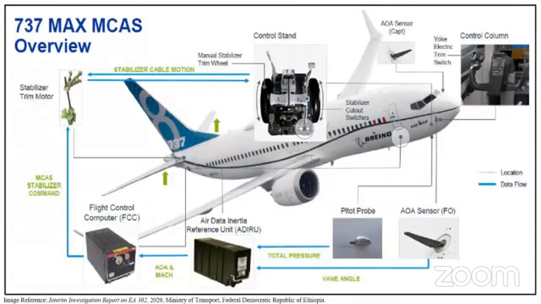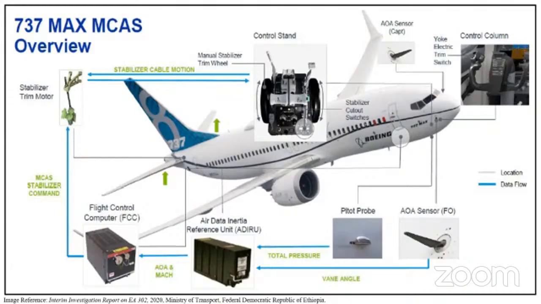Coming to the working of MCAS, from the figure you can see the AOA sensor and pitot probe give input signals to the ADIRU units, which then give corrected AOA inputs to the FCC. Now if AOA is high, MCAS would give a command to the stabilizer trim motor to actuate the horizontal stabilizer so that the aircraft can make a nose down movement.